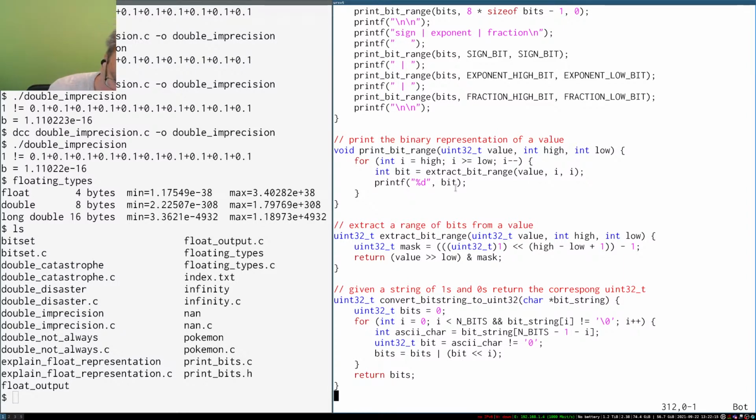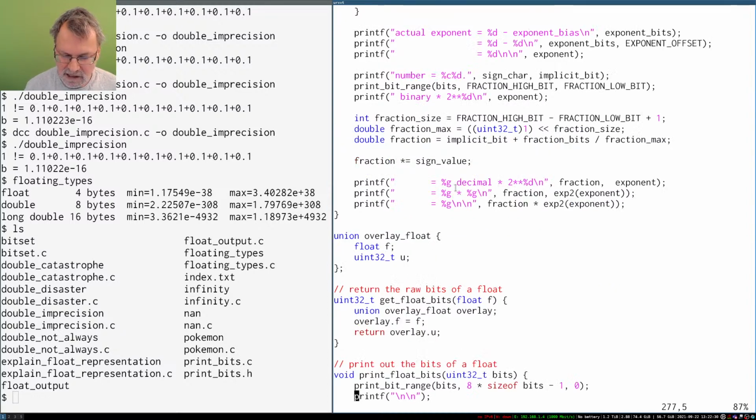But it's something we did before. It's extracting a bit range. It's converting a bit string. It's doing stuff. Printing bit range. It's using bit operations. Oh, and it's doing scary things. It gets a float, a 32-bit floating point number, turns it into an unsigned number. We might talk about that later. But it does weird things behind the screen, to get at the very bits of the floating point number. Let's look at the results of this then.